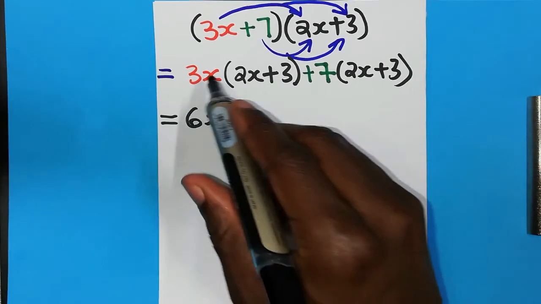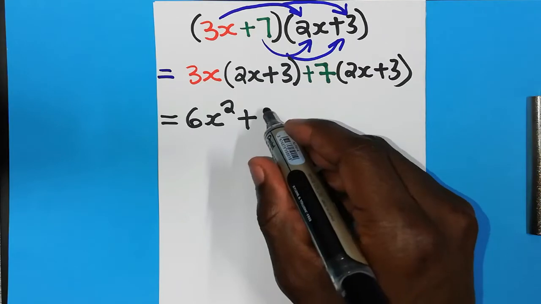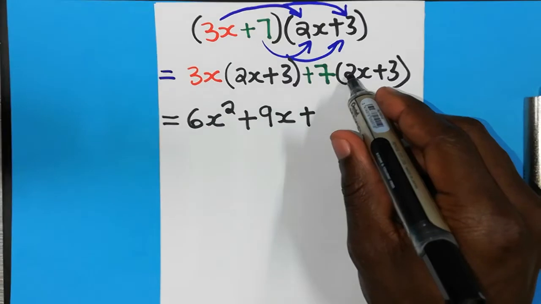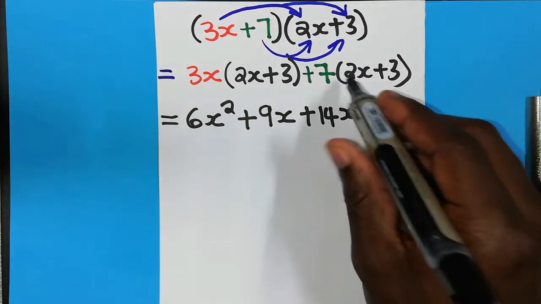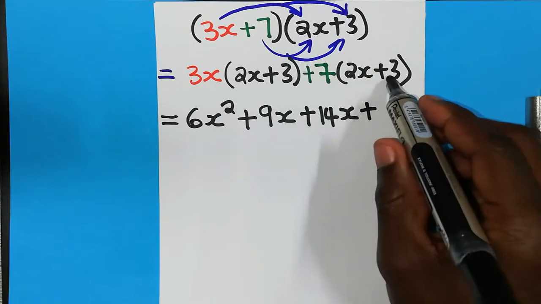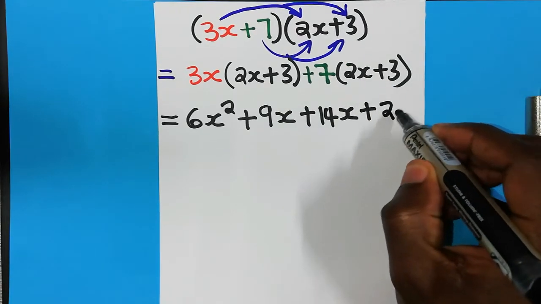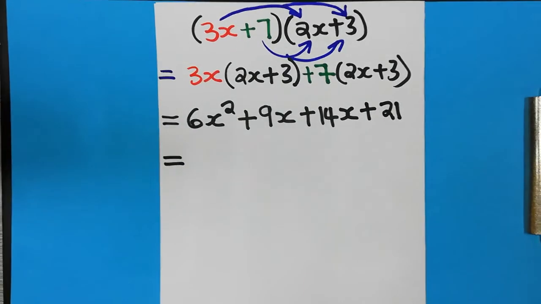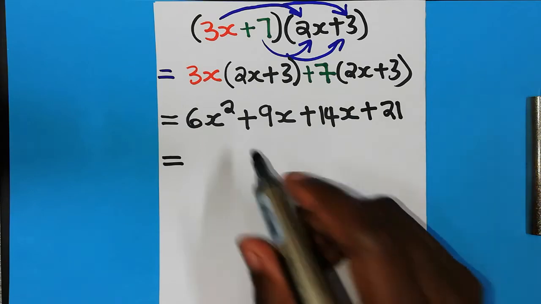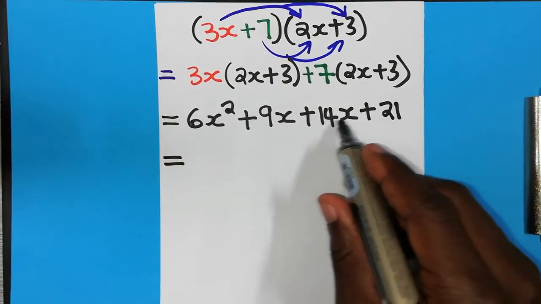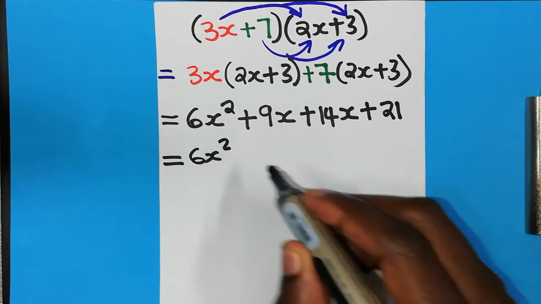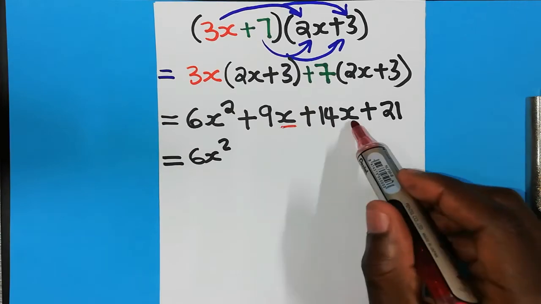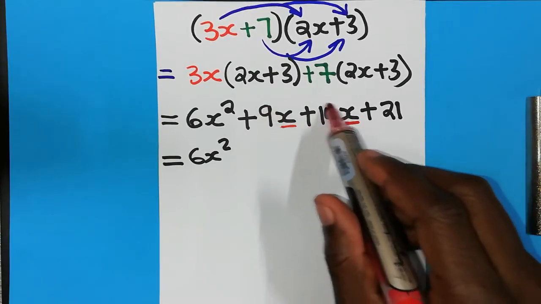And 3x multiplied by 3 is equal to 9x, and 7 multiplied by 2x would be 14x, and the last one will be 7 multiplied by 3, which is 21. Now we can group the like terms. If you check this x squared, we don't have any other x squared, so I'm going to write it here. But then we have x and we have another x here, so I can group these two.